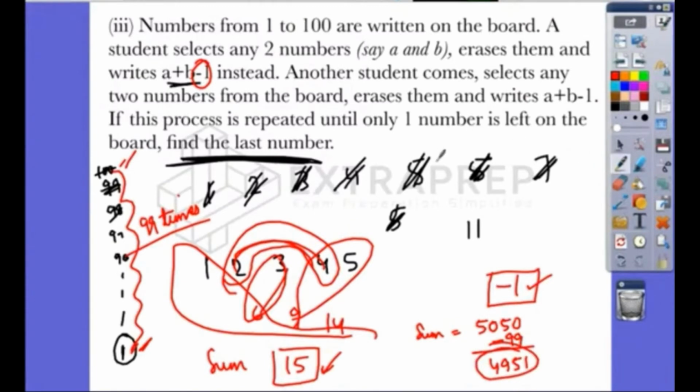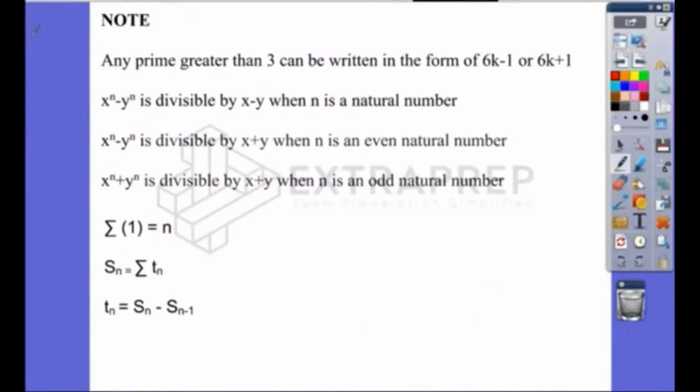When you select two numbers, you get the sum of all the numbers when you're adding them up. But you have done the operation 99 times. So 99 times minus 1 should be subtracted. So that's minus 99 from the sum of 100 numbers. You get the answer as 4951. That's the answer. Note, these are points to be noted.